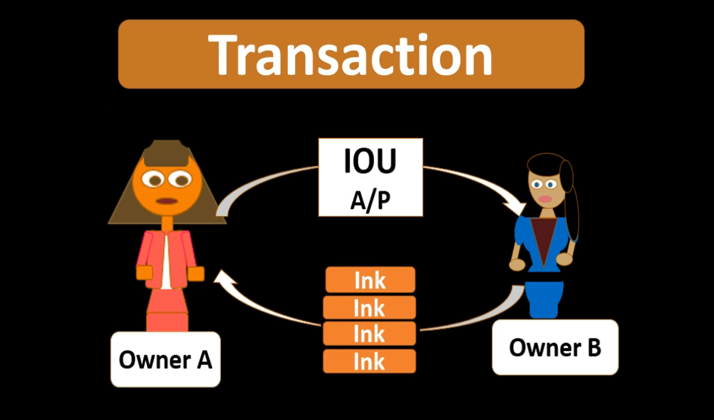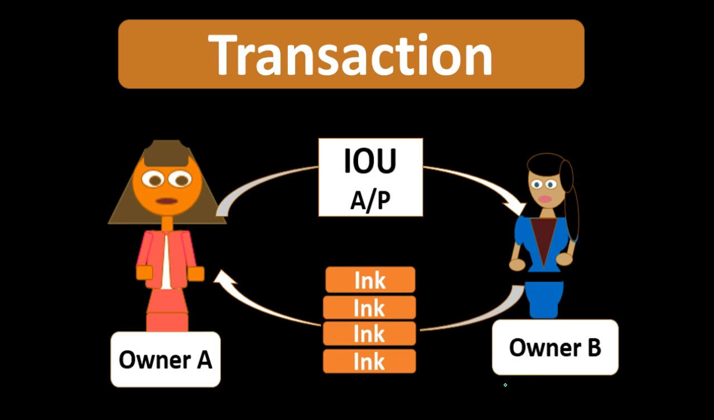Let's take a look at an example of a transaction where we have owner A and owner B. Owner A is purchasing ink, not with cash but with an IOU, receiving the ink, the supplies, and providing an IOU in this case. Owner B then is providing the ink and receiving the IOU.